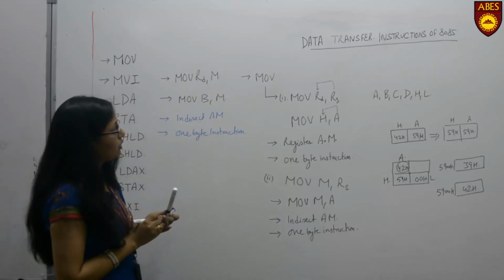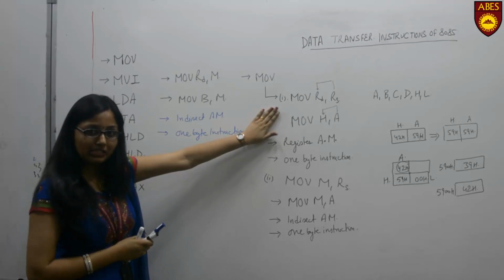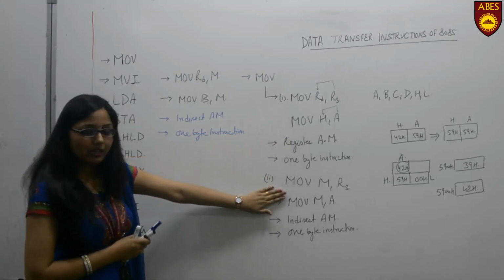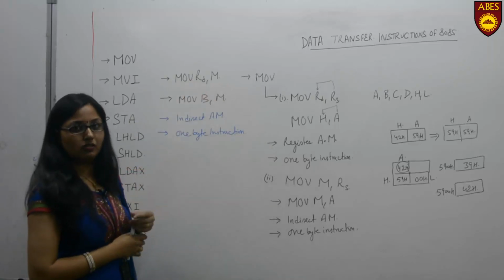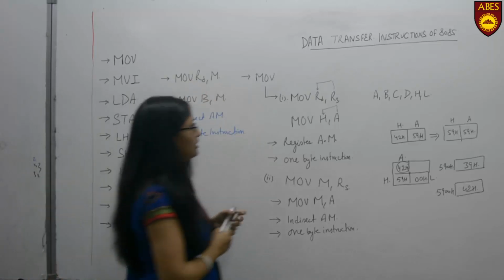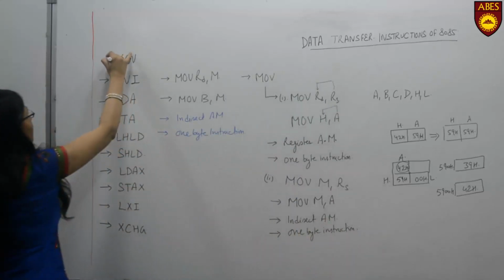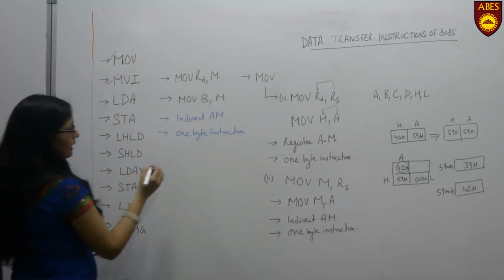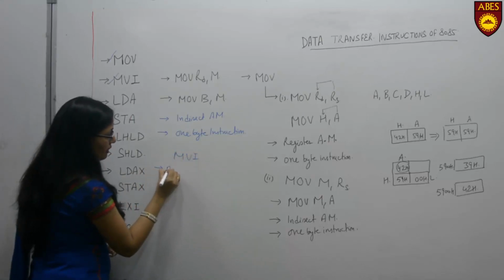This is all about the move instruction. Move instruction is of 3 types: register to register data transfer, register to memory data transfer, and memory to register data transfer. Now the next instruction is MVI. MVI stands for move immediate.